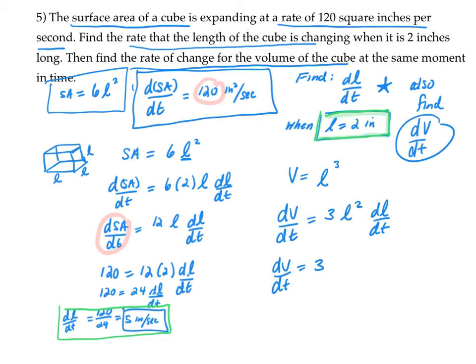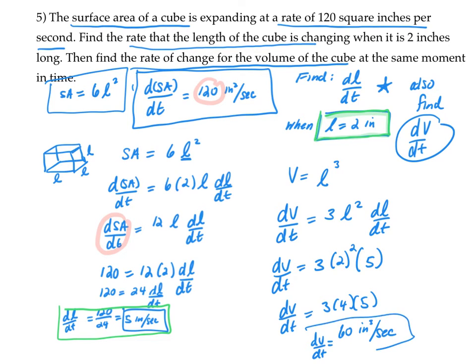So we've got 3, and we're going to plug in 2 for the length, so 2 squared, and then dL/dt, that was 5. So when you simplify that, we're going to take 3 times 4 times 5, and we come out with a rate of 60 inches cubed per second. So just try to imagine that every second the volume of this cube is expanding by 60 cubic inches, so it's expanding quite quickly.